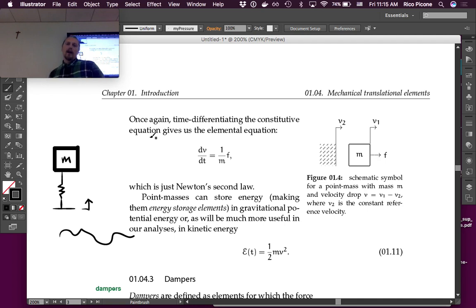Okay. Point masses can store energy. We already talked about that. Okay, so that's point masses. Any questions on point masses?